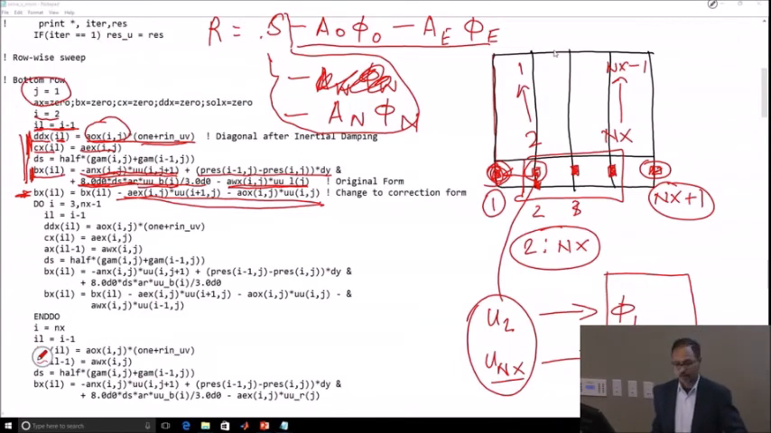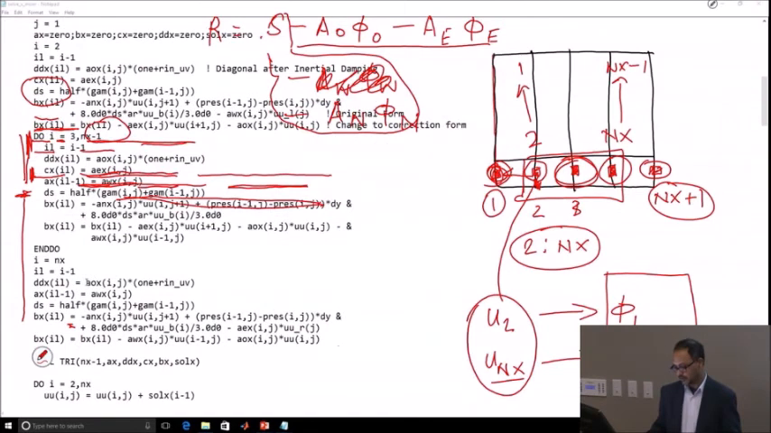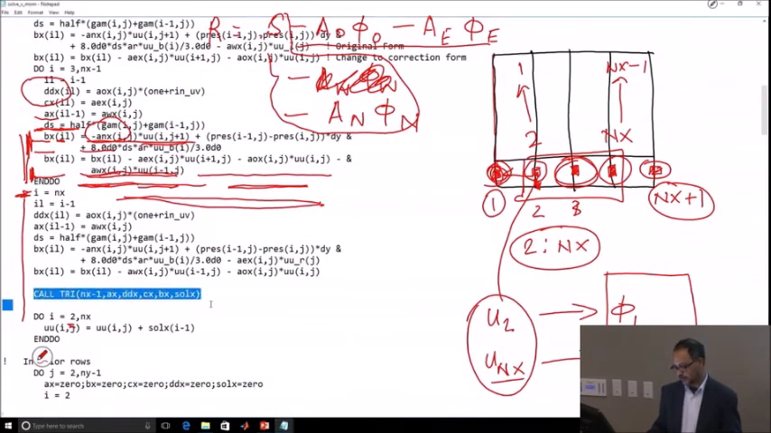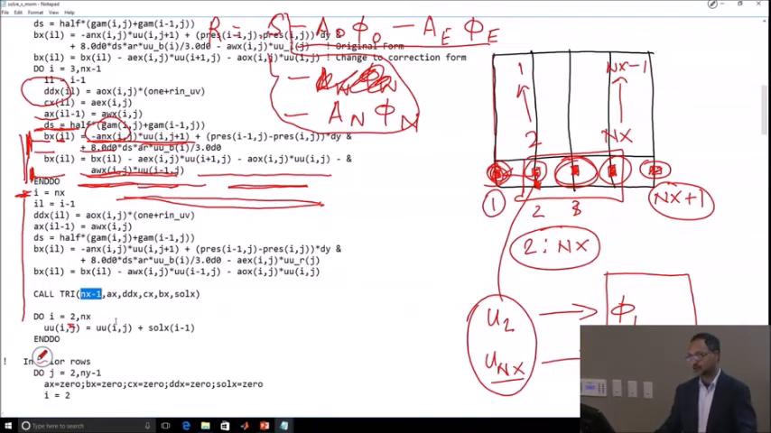Okay? And then you go for the rest, which is this node, and, well, in this case, it would be only that node, number 3. Okay? And then the last one, which is that one, NX. Again, you need boundary conditions there, special treatment. Okay? And then I call my tridiagonal solver right there. So this is my TDMA. Notice that the total number of equations is nx minus 1 that I'm solving for.